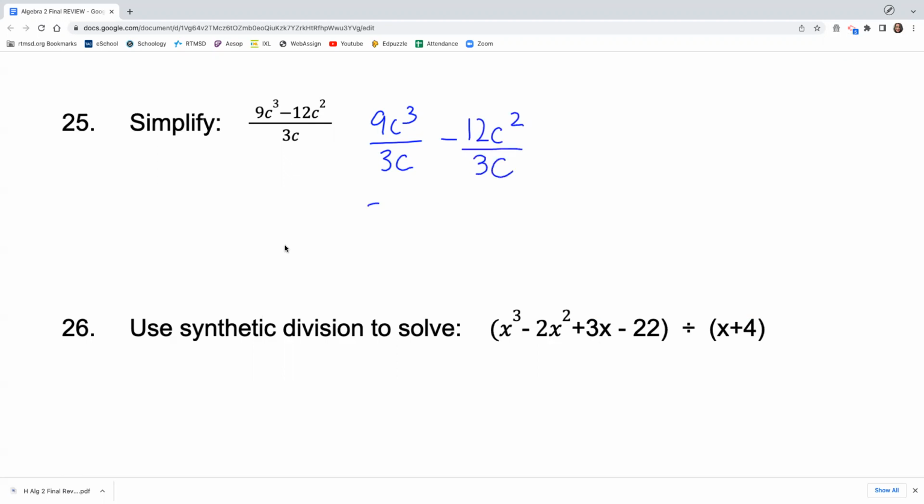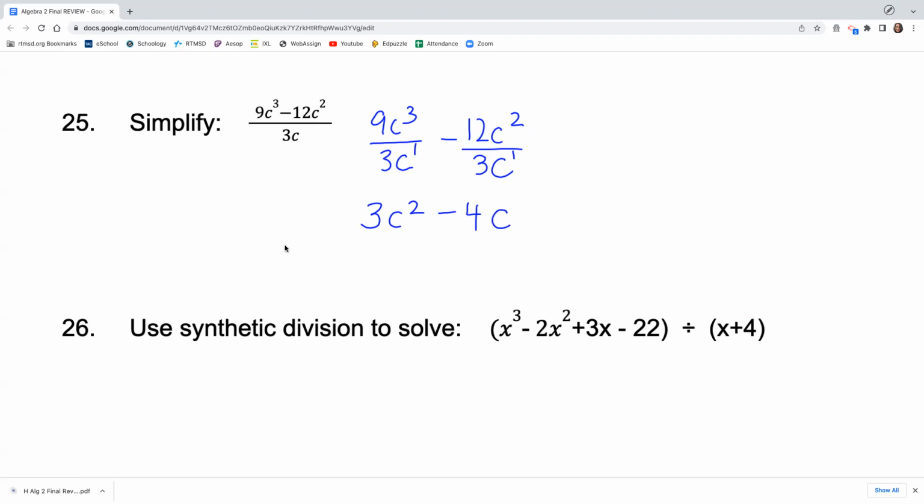9 divided by 3 is 3. C to the third power divided by c to the first is c to the second. Minus 12 divided by 3 is 4. C to the second over c to the first is just c. So that would be your answer, 3c squared minus 4c.